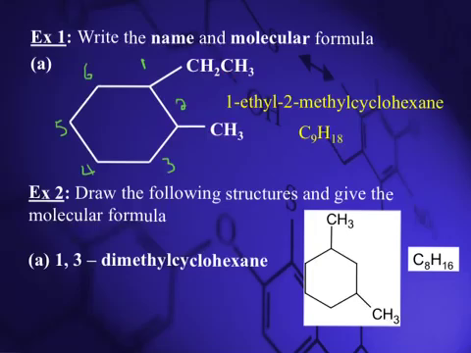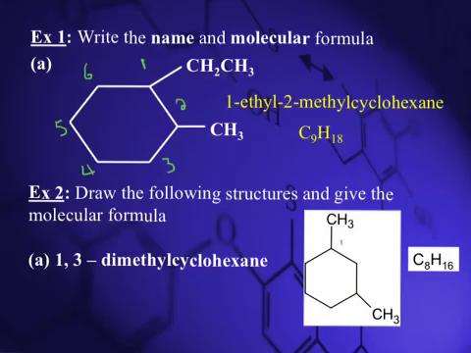Lastly, let's go backwards. If we're given a name, we have to draw the compound. We're given the name 1,3-dimethyl cyclohexane. The last part of the name, cyclohexane, indicates it's a circular compound with 6 carbons. So we can draw a 6-carbon circular compound. And dimethyl tells us there are 2 methyl branches, one at position 3 and one at position 1. It doesn't matter where you draw position 1, but let's call that 1.